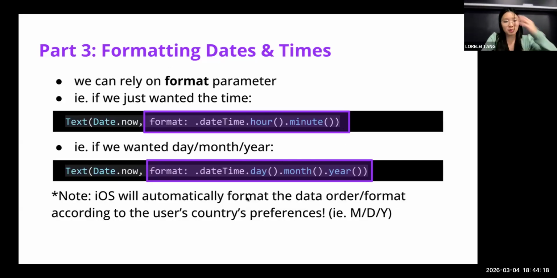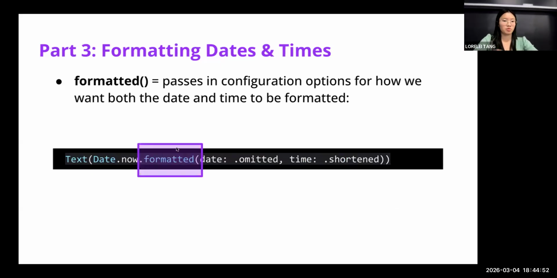And a little fun fact before we finish off this section is that iOS will automatically format the date order according to the user's country's preference. So for example, some countries have month, day, year, some countries have day, month, year. So Apple already factors that in based on the user's device, so we don't even have to worry about that. So it's super, super simple, super easy, not intimidating at all. And this should give you basically most of the information, linked up with another part that we're going to be covering as well to build this Better Rest app. And then, again, same syntax from before, formatted allows us to pass in configuration options for how we want different pieces of data to be formatted.